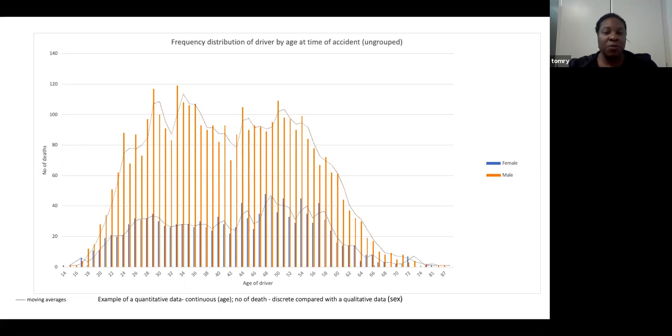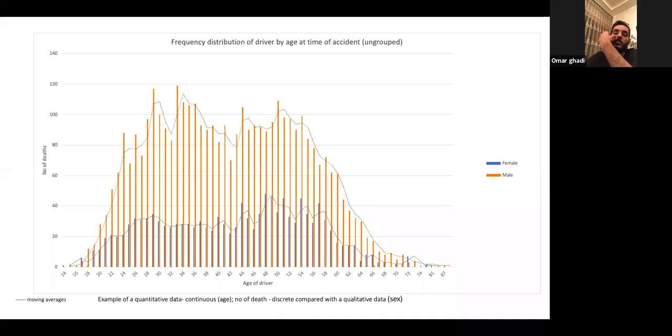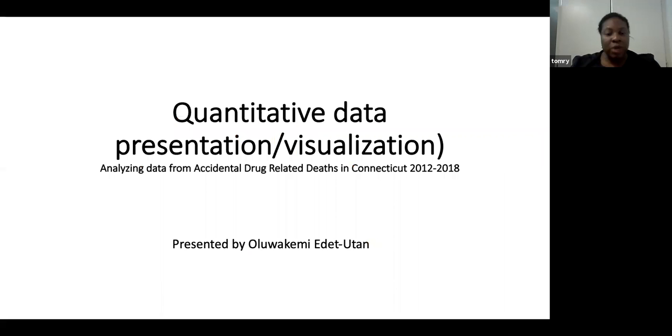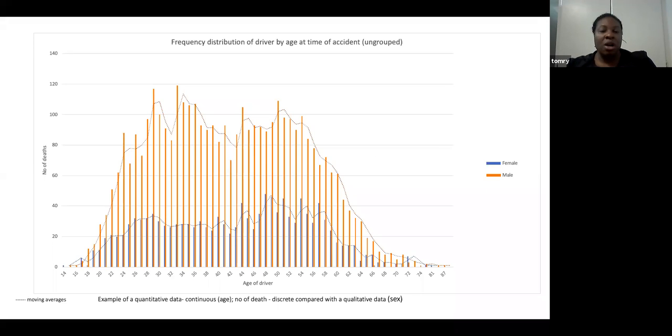So first of all, I looked at frequency distribution of drivers by age at the time of accident. And this is an example of ungrouped data which shows the distribution of the ages over a period of time, which is 2012 to 2018. If you notice this data, it doesn't follow the normal distribution. It follows the bimodal distribution.